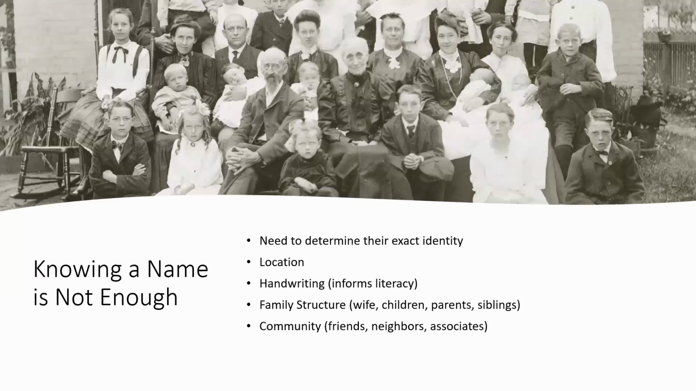So knowing who your person is, knowing their name is really not enough. You need to know their location and also when they lived and when they were there. Sometimes looking at handwriting will help you not only to inform on the literacy of the individual person, but it also can help you distinguish amongst individuals of the same name.